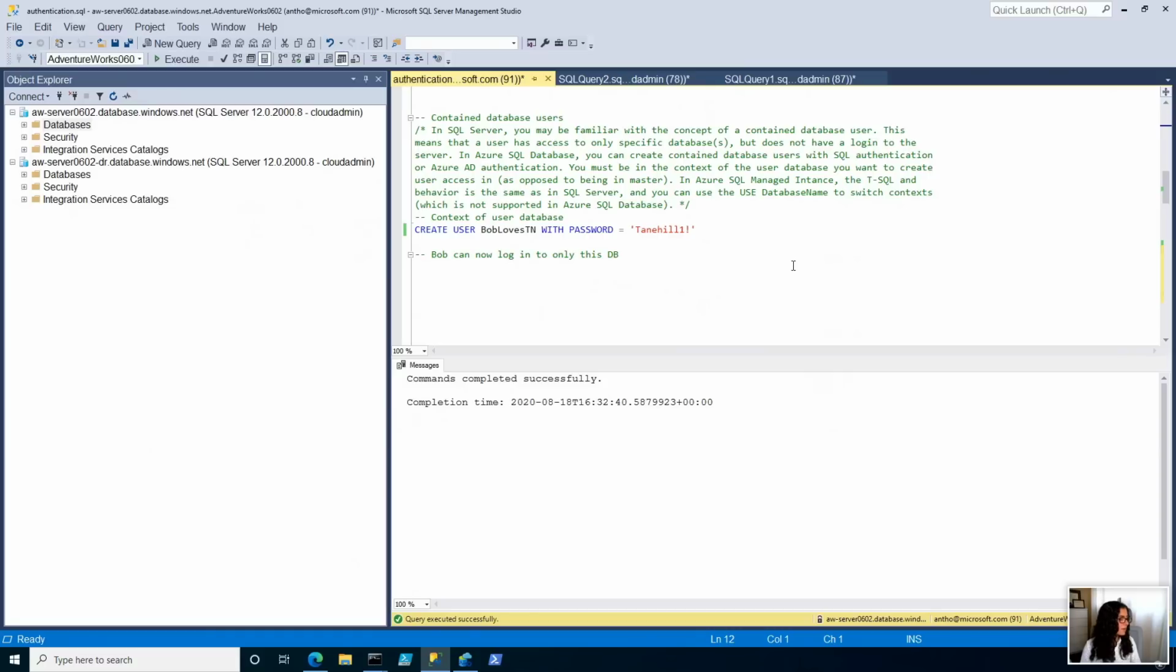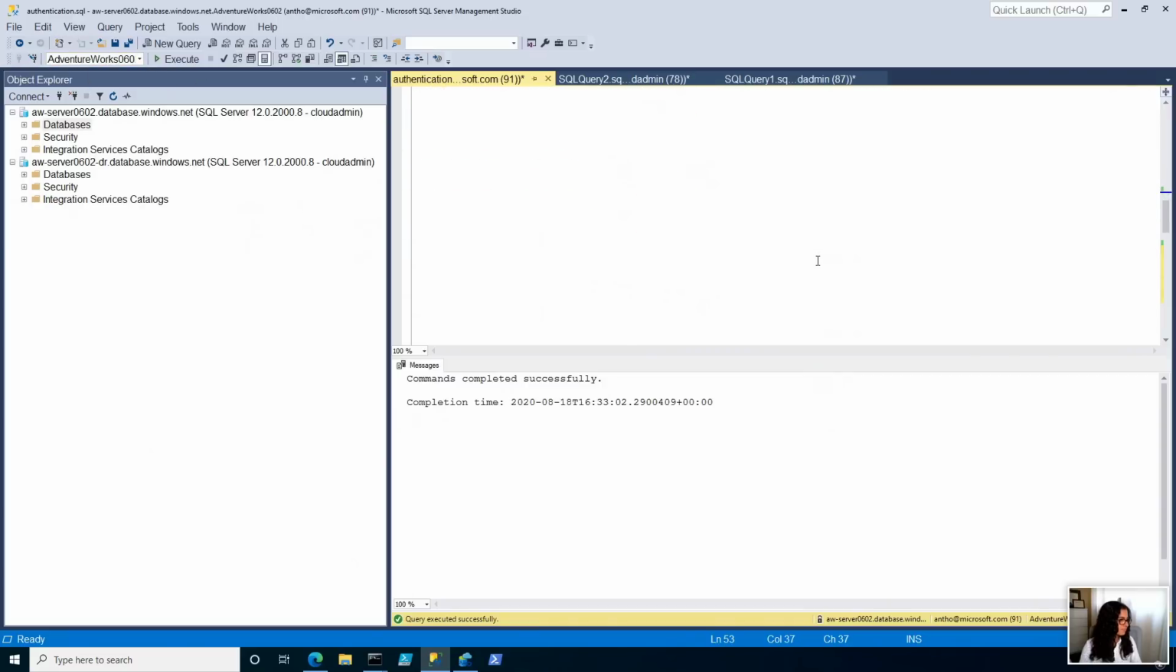Now, Bob talked a little bit about contained database users. So what I can do is actually create a user with a password in the context of the database, so I don't have to create a login for them first in master. Bob, with a password for Tannehill 1, because he loves the Tennessee Titans, can log in only to this one database that we have.